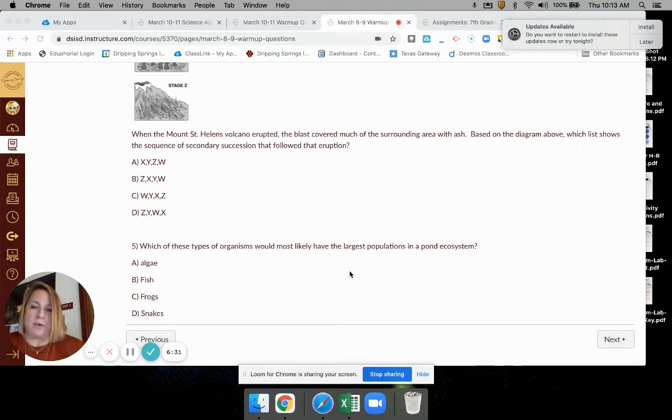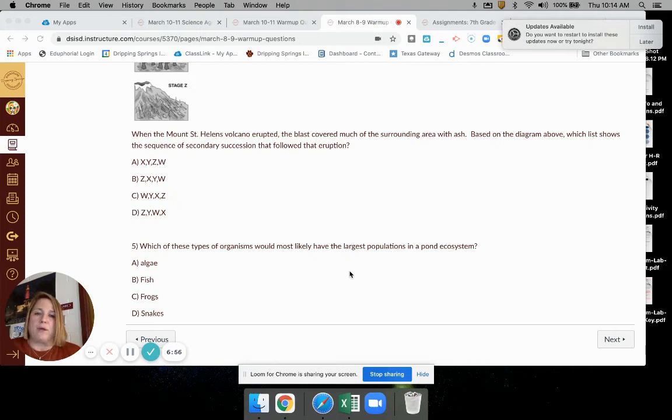Which of these types of organisms would most likely have the largest populations in a pond system? So this is a question about energy pyramids. We know that energy flows up through a pyramid, and as it flows up through a pyramid, there's less and less energy available to the organisms. And so that determines how many of that level of organisms we can have.